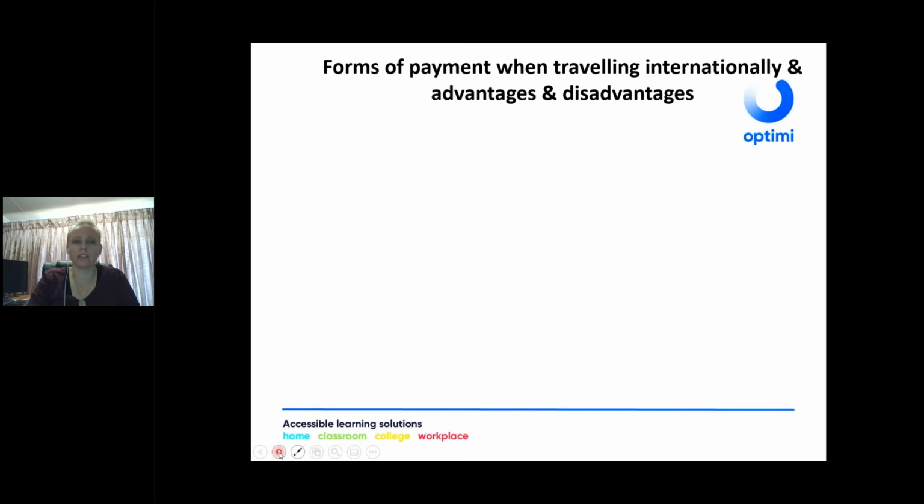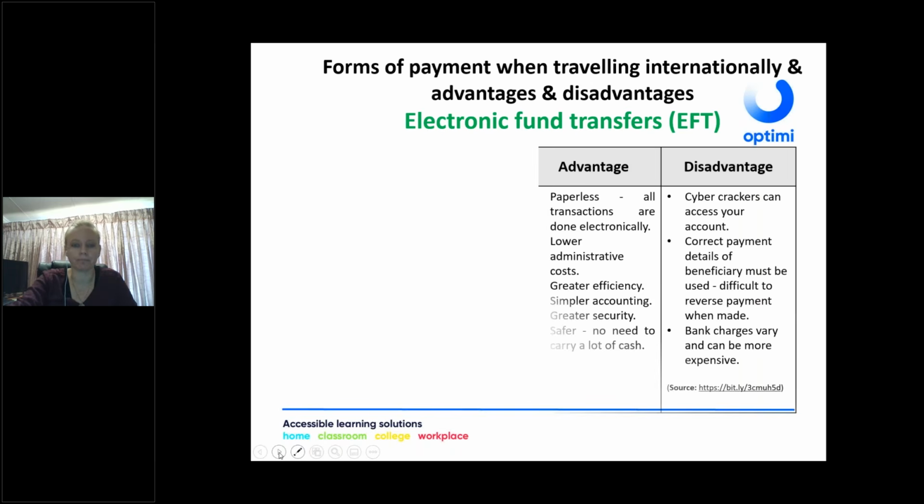Okay. So, let's start. As you all know, tourists who travel internationally need to pay for certain things, and there are certain forms of payment that they can make use of. So we're going to look at the different forms of payment as well as their advantages and disadvantages. The first one that we're going to look at, and I think that most of us are familiar with this form of payment, is electronic fund transfers or an EFT.